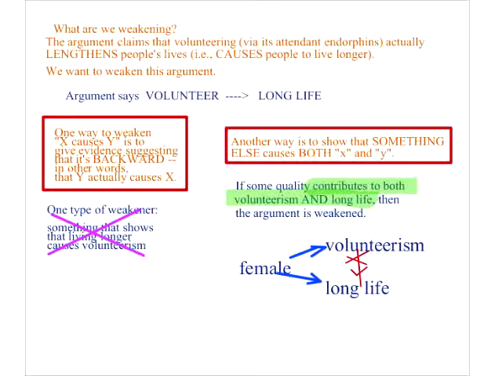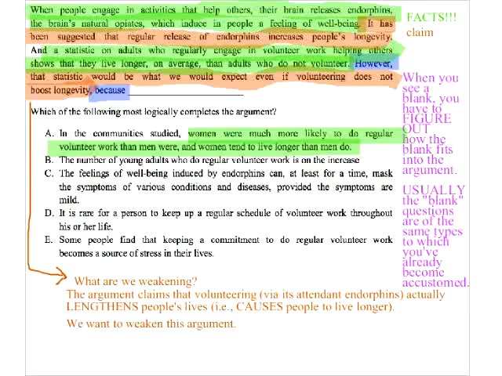All right. The most popular wrong answer to this question was C, so let's just talk about why C is wrong.